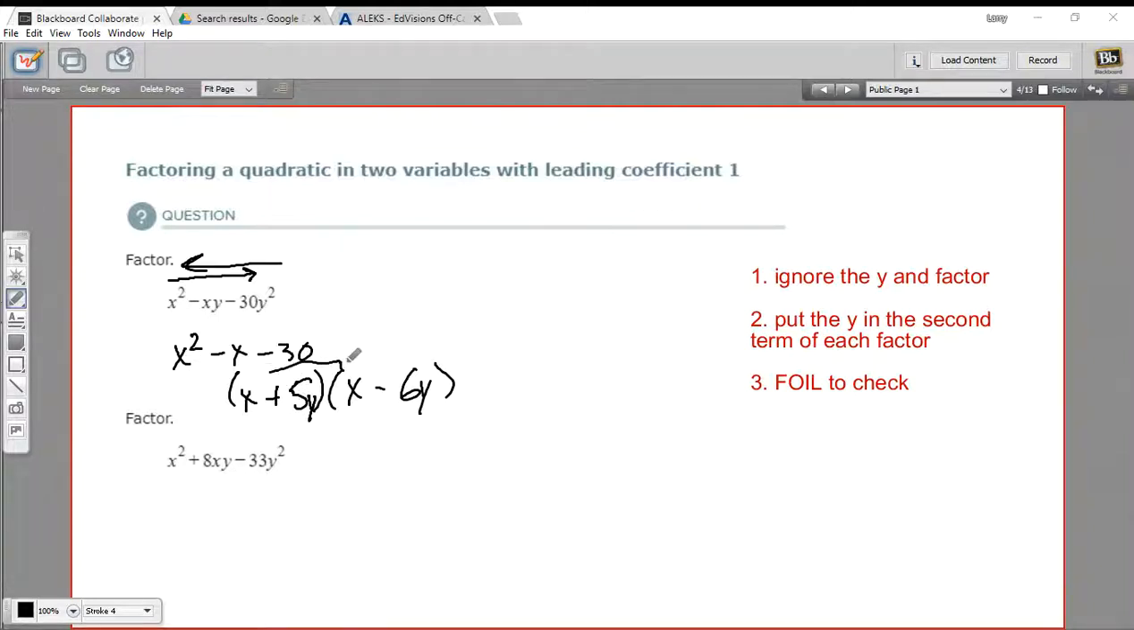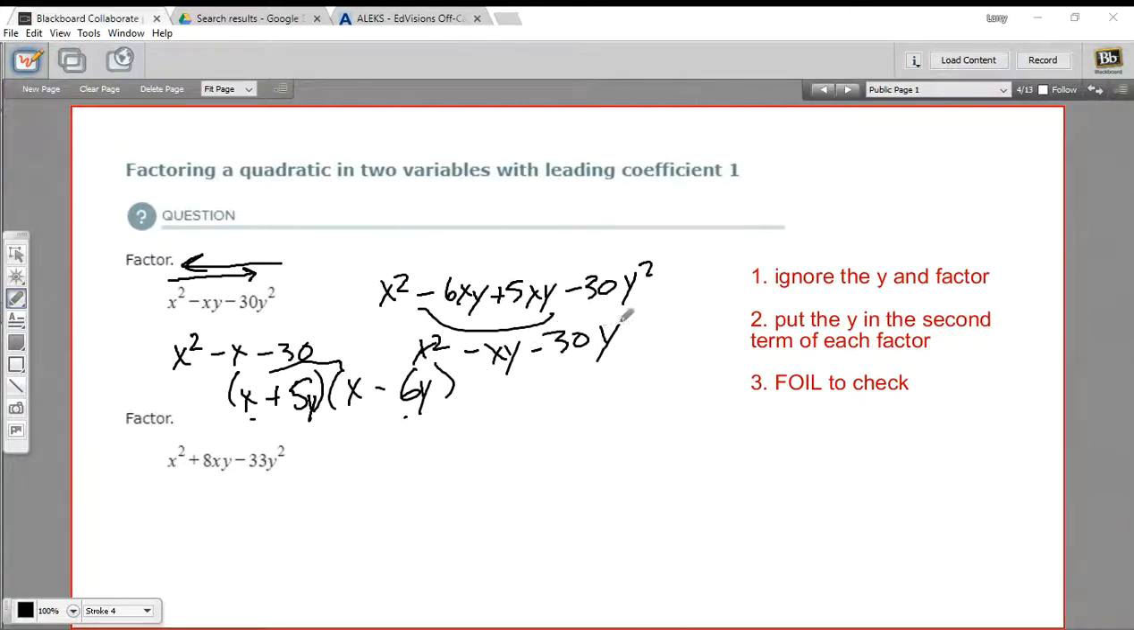So the first terms, x times x, would be x squared. The outside terms, x times negative 6y, would be minus 6xy. The inside terms, 5y times x, would be positive 5xy. And the last terms, 5y times a negative 6y, would be negative 30y squared. And you can see these middle two terms add up to just a negative 1xy. And we've got x squared minus xy minus 30y squared. So it looks like our method worked.